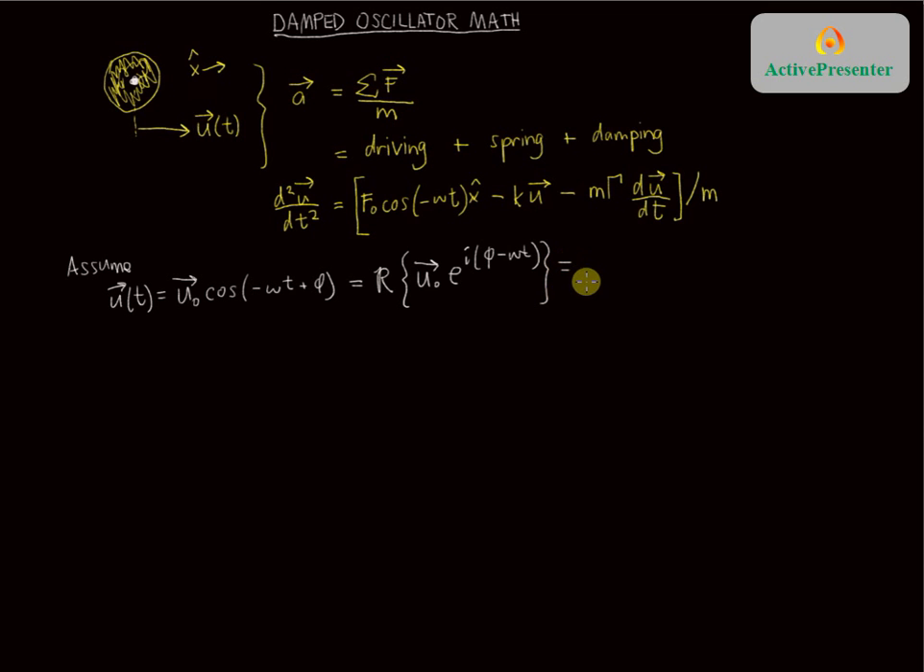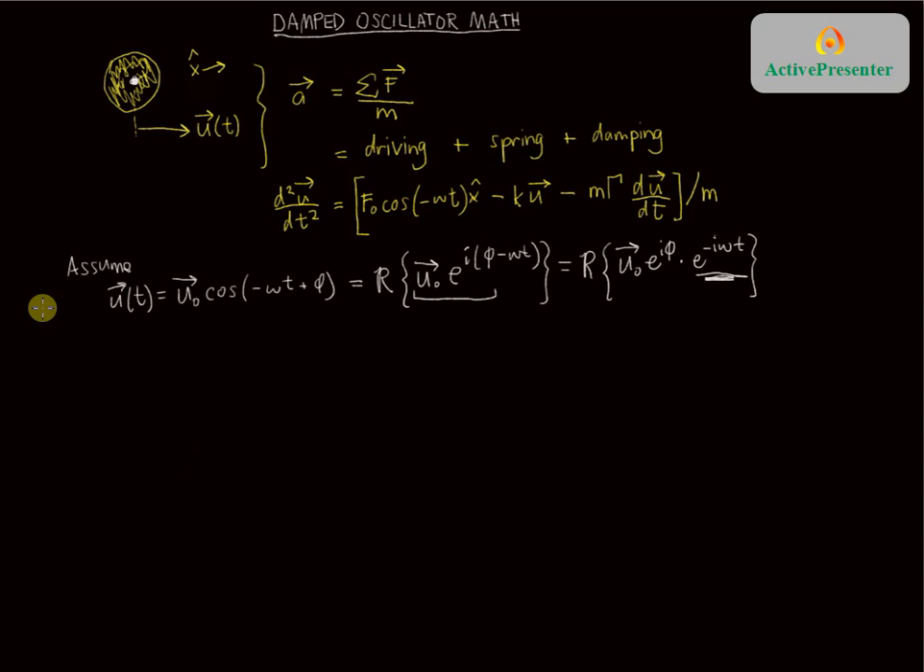Or we can group these terms a little differently. So we group these terms together, and we say it's equal to the real of u0 e to the i phi times e to the minus i omega t. So the only time dependence is coming right here.